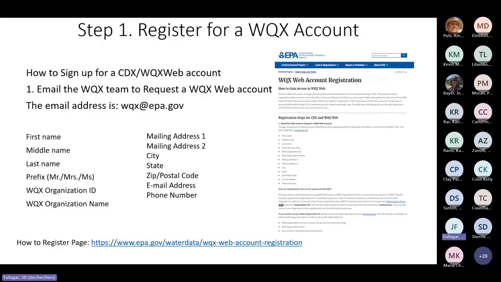So how to get started then, and this is just the very brief first couple of steps that I'm going to show here. You register for a WQX account, and the information to do that is on our website there, and fill in basic information about your organization that'll then feed into that first table of the organization information there.